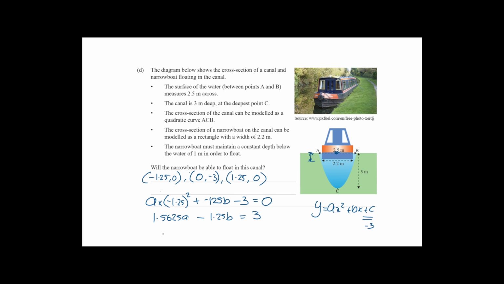The other one is this one here. So it's going to be 1.25 squared again, so 1.5625a, now plus 1.25b must also equal 3. And now we have simultaneous equations.